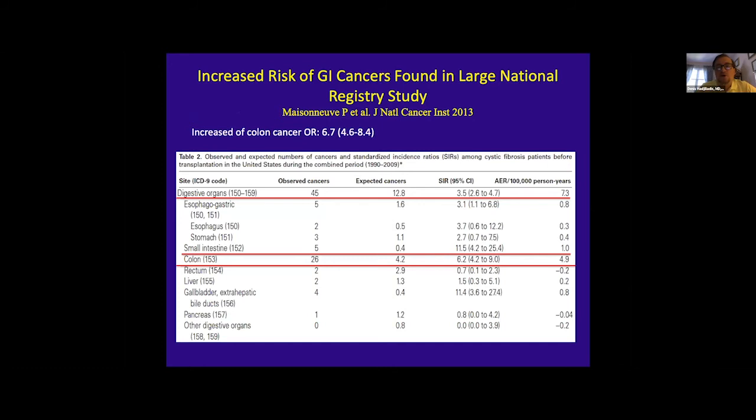So I'm going to delve a little deeper into certain studies that we have, going back to that Maisonneuve study and looking specifically at colon cancer. Why colon cancer? Well, colon cancer is the most prevalent of all the digestive organ system cancers, and it's the one that we also have a screening modality for. So when they looked back at the 1990 to 2009 digestive cancers, they found 45 observed compared to 12.8 expected, for an incidence ratio of 3.5.